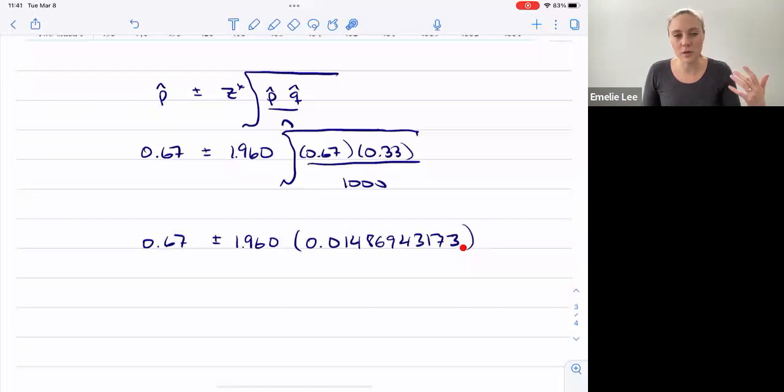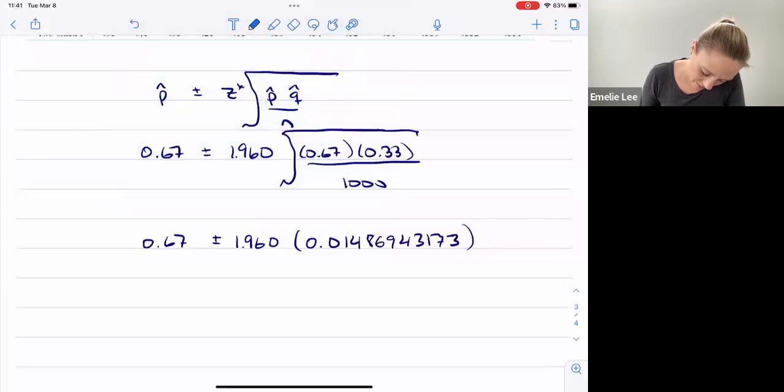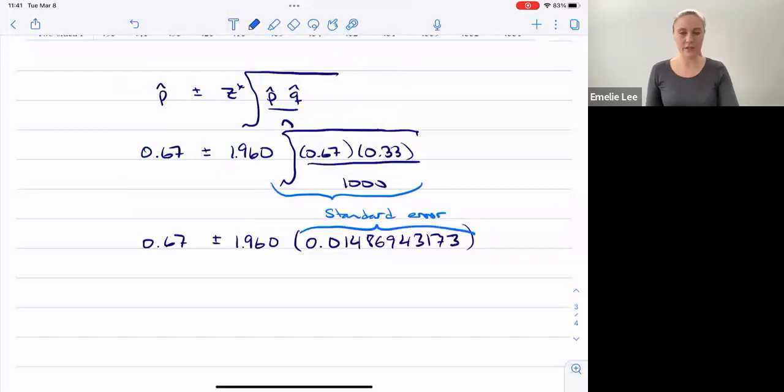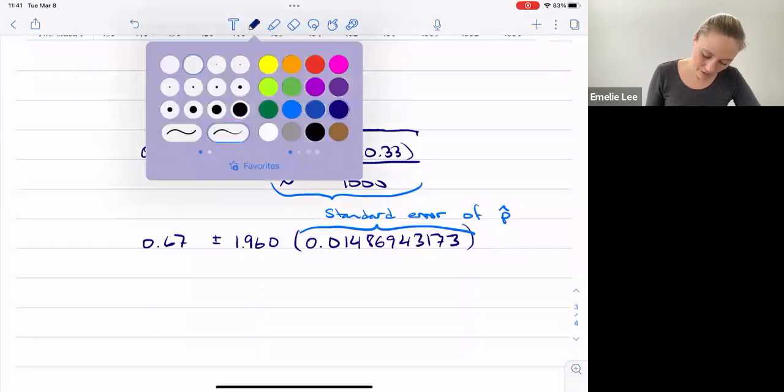So it's a good idea to store that value, or in my case, I'm just going to multiply it by 1.96 and then store that value. So this square root here is the standard error of p hat. Usually questions might hold your hand through the calculations, and maybe you already have the standard error of p hat, so then you can just plug that in, but in general, we won't.